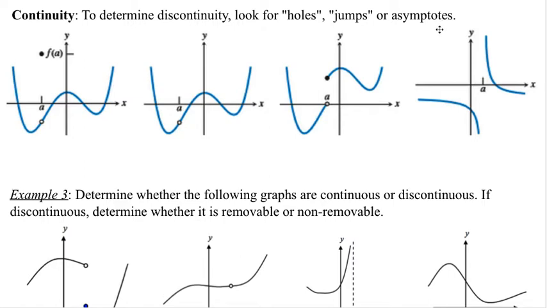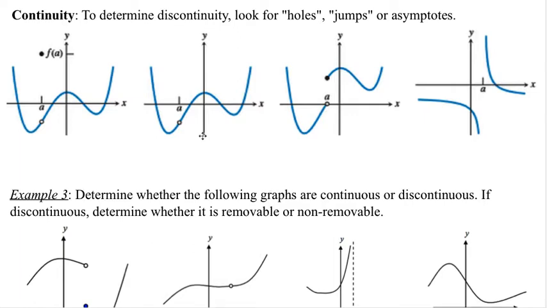So a graph is considered continuous if you can go ahead and draw it without lifting up your pencil. So when you think about this, if you can draw the entire graph without lifting your pencil or jumping over anything, then it's continuous. And you can see in all of these, there is some discontinuity.